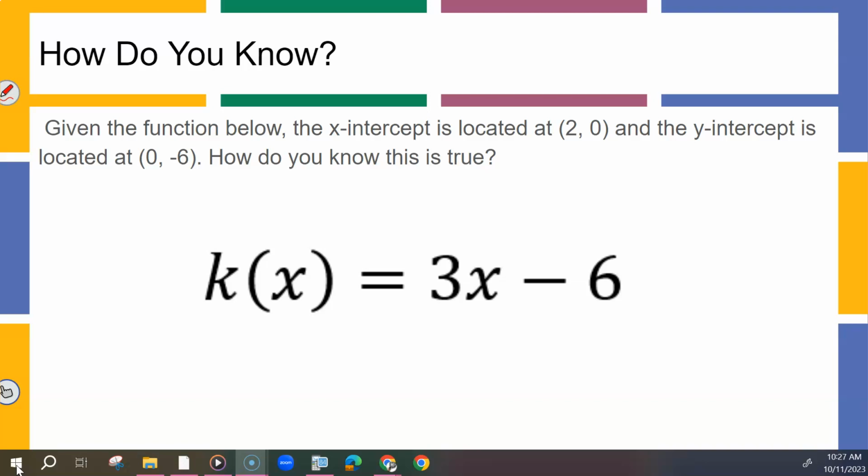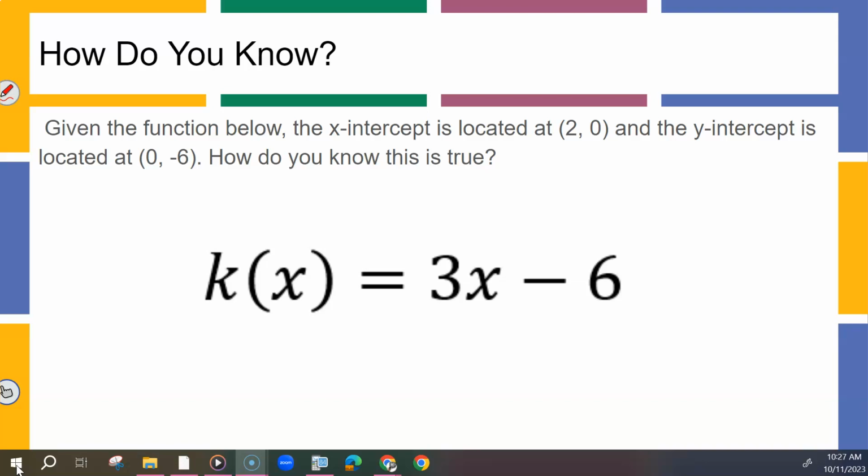Wouldn't 3x be your x-intercept? Because right now this is in slope-intercept form, so this would be your slope. Would it be 3x divided by negative 6? Why would I divide by negative 6? So you get x by itself.